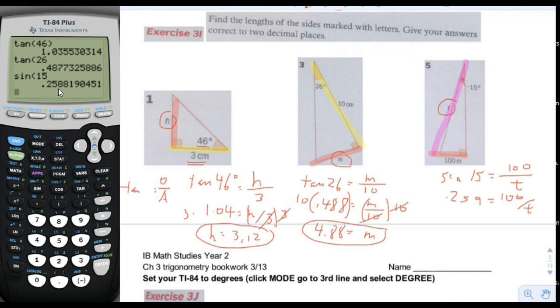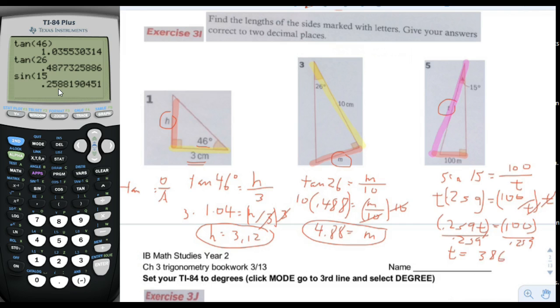Now we're going to multiply both sides by t to get t out of the denominator, because it's very inconvenient to have t in the denominator. The t's cancel out on this side, and you have 0.259t, which is equal to 100. Now we need to get t by itself, so we divide both sides by 0.259. So t is equal to 100 divided by 0.259, and that equals 386.